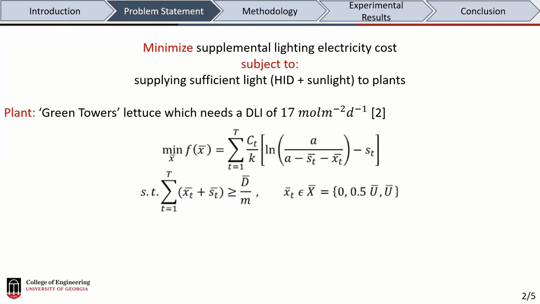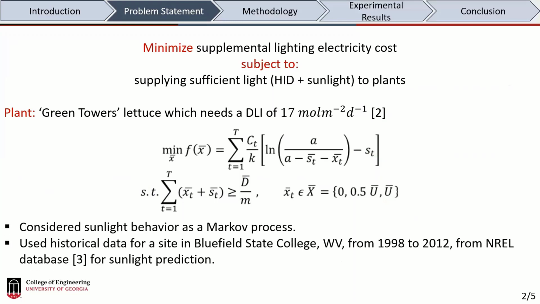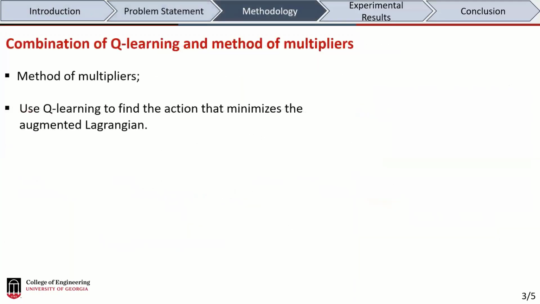Green Towers lettuce is considered here, which needs a DLI of 17 mol per square meter per day. To predict sunlight, a time-variant Markov model is considered. Method of multipliers is an approach for solving constraint optimization problems, which uses augmented Lagrangian. The novelty of our method is in using Q-learning, which is a reinforcement learning algorithm, to find the argmin of the augmented Lagrangian.